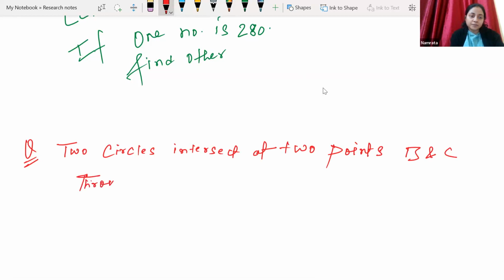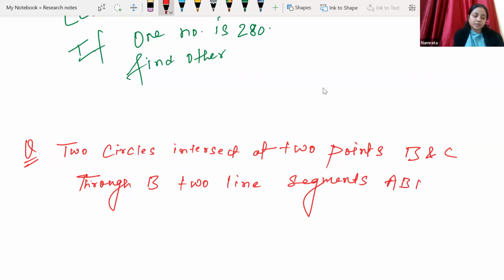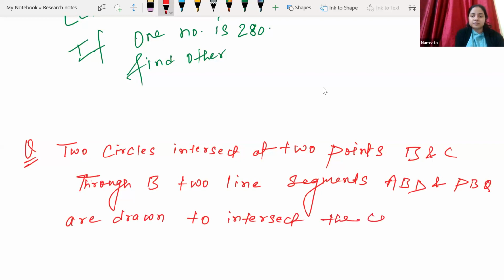Through B, two line segments ABD and PBQ are drawn to intersect the circle at A, D and P, Q. Two circles intersect at 2 points B and C. Through B, two line segments ABD, PBQ are drawn to intersect the circle at A, D and P, Q respectively.